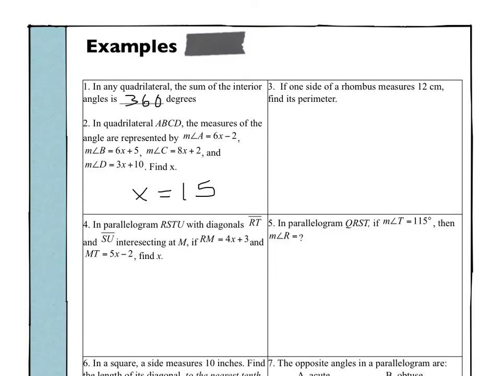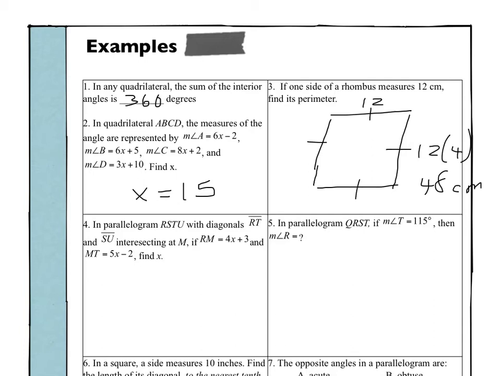Question number 3 says, if one side of a rhombus measures 12 centimeters, find its perimeter. Well, draw the rhombus. Clearly, all we have to do here is multiply 12 by 4. We're going to end up with 48 units, or 48 centimeters, excuse me, because a rhombus has all sides congruent.